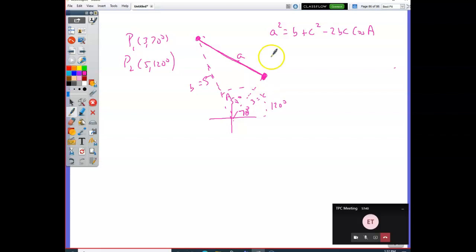This will be fun. A squared equals, what's B? 5 squared, plus 3 squared, minus 2 times 5 times 3 cosine. Now this is a little tricky because we got 50 degrees. Where do we get it from? We got it from 120 minus 70 degrees. You might say, Mr. Reddy, can I do 70 minus 120? The answer is yes, but cosine of negative 50 is the same as cosine of 50, so we don't care. That was a question you guys had in chapter 3 that I dodged.